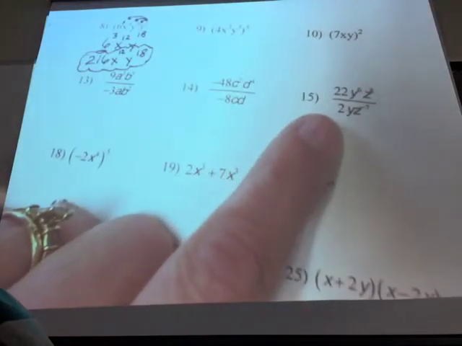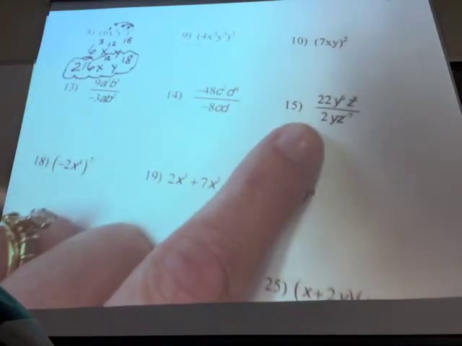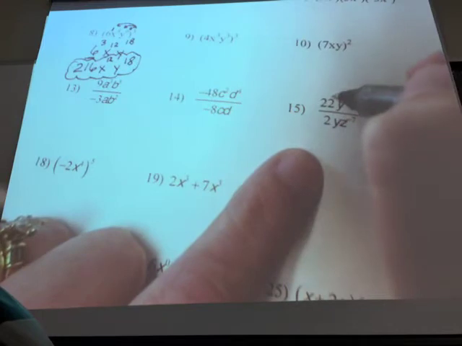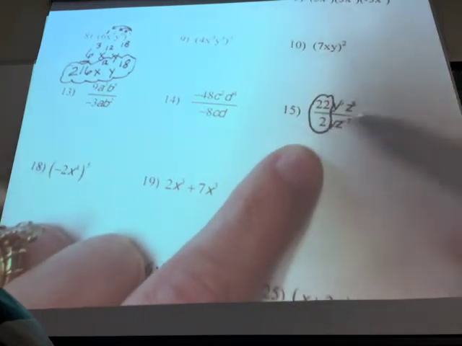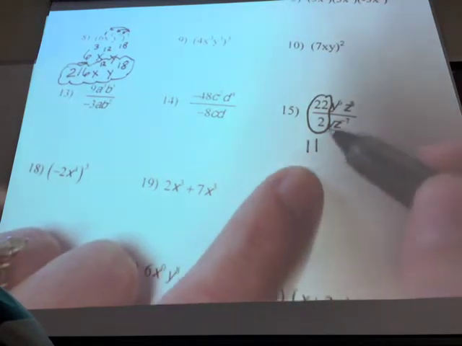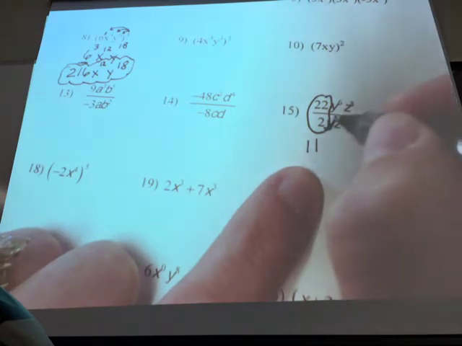It's a division. And the rule at the top of your page says when you divide, you're supposed to subtract exponents. And when you have regular numbers like these, you can go ahead and divide them. So 22 divided by 2 is going to be 11. So you go ahead and do that. And now the y down here, I kind of drew through that, didn't need to. That's a y. It doesn't have an exponent, so you can put yourself a 1 there.